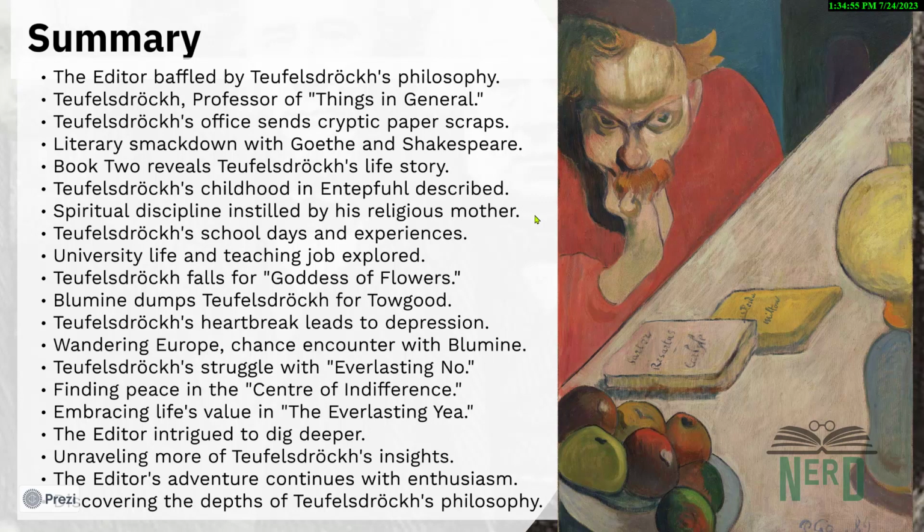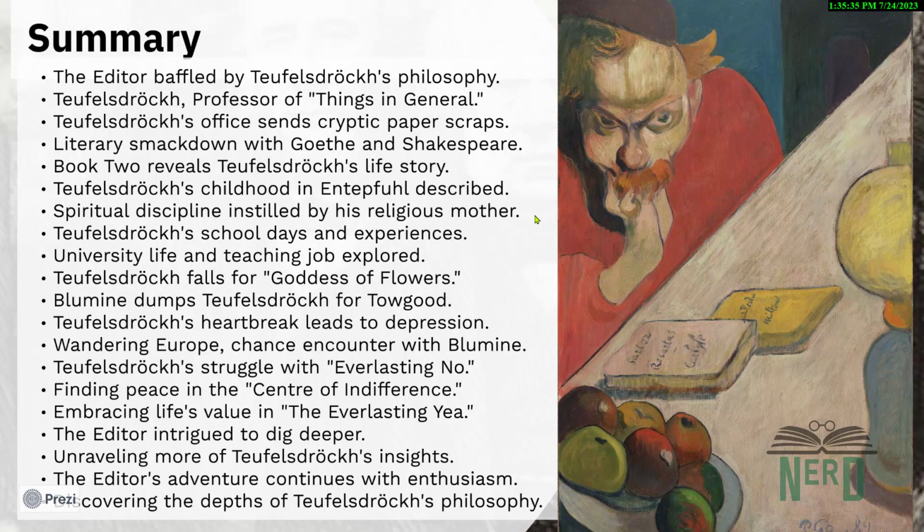So the editor's like, let me ask Teufelsdrockh for more information. But guess what? Teufelsdrockh's office sends him a bunch of random paper scraps, all organized according to the Latin zodiac signs. What on earth is going on here, guys? It's very funny, and if you read the whole summary, you will love it. Anyway, the review keeps getting longer, because the editor is getting more and more annoyed with this philosophy mumbo jumbo. He throws in quotes from Goethe and Shakespeare to back up his objection. It's like a literary smackdown there.